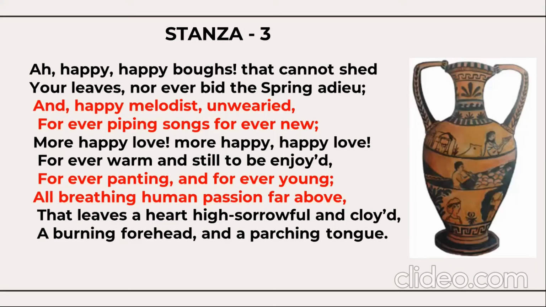Now, next, the third and fourth line: "And happy melodist, unwearied, forever piping song, forever new." So the next image the urn depicts is of a melodist, a musician who is very happy. Why is he very happy? Because he's playing the pipe and he's not tired of playing the pipe or the flute songs, which are also everlasting songs. Forever piping songs means the songs produced by this melodist on the pipe are not getting tired.